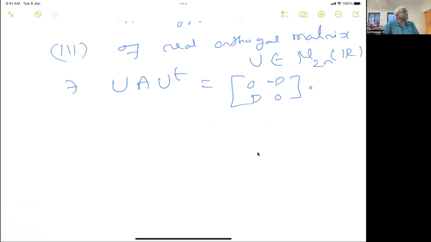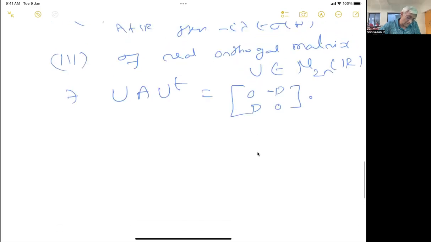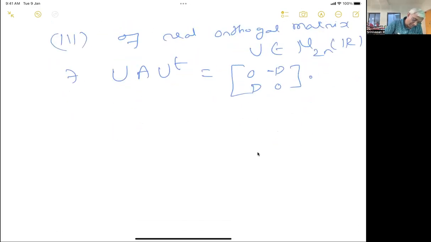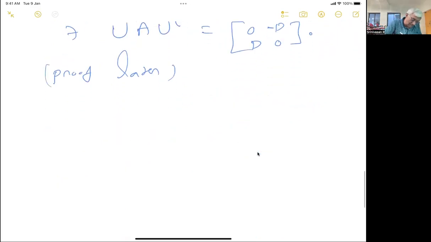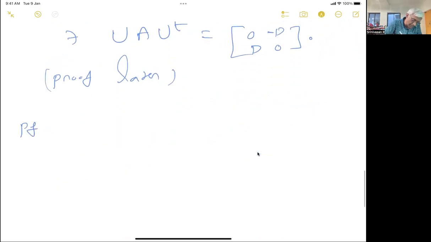Okay. So I have to do so. Okay. So proof later. So now we want to use this. Then it is just easy. Now proof of Williamson form.